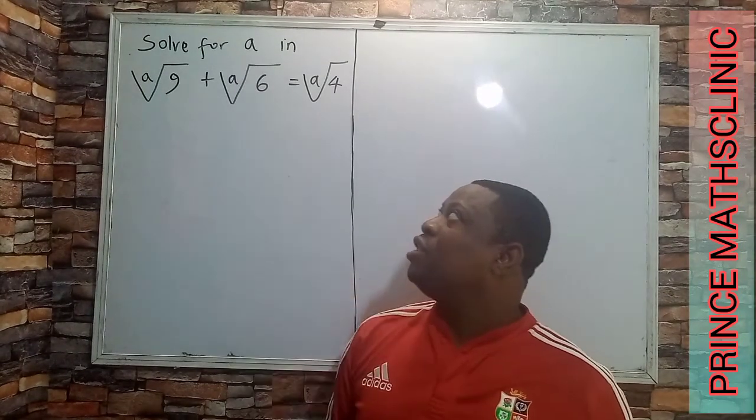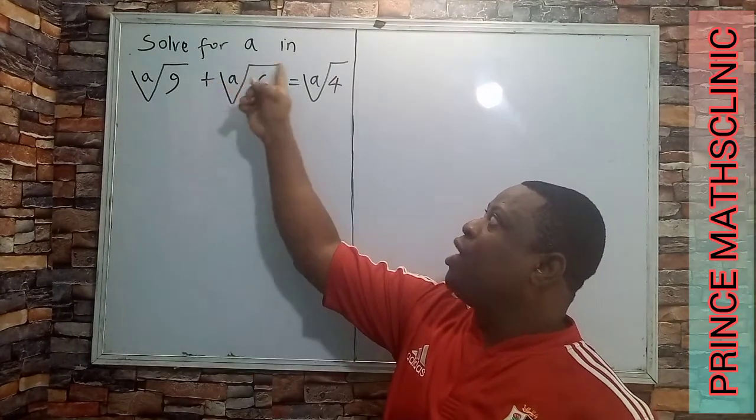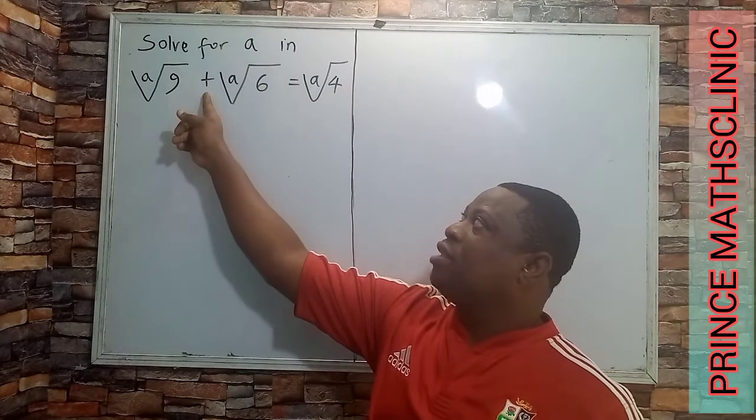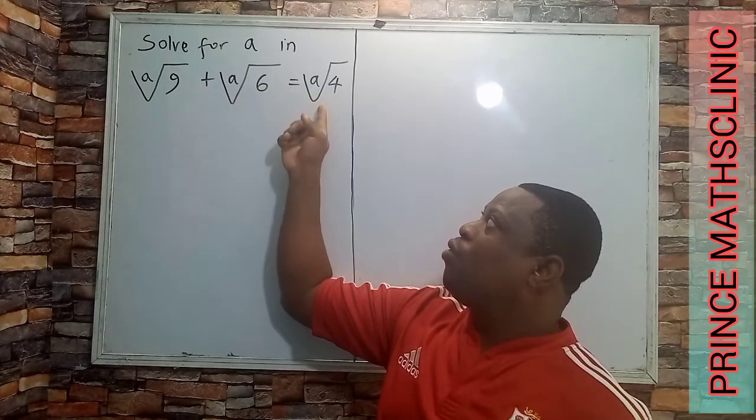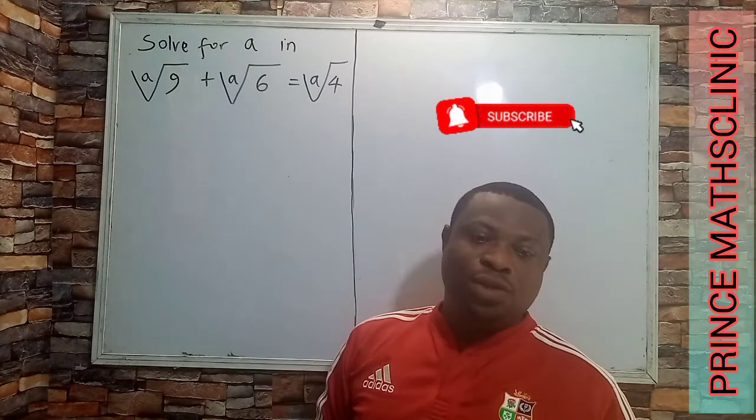Here we have a very interesting Olympiad question to solve, and the question says we should solve for a in: the a root of 9 plus the a root of 6 equals the a root of 4. Now let's dive straight into the solution.